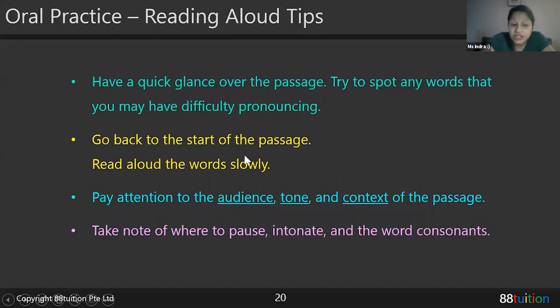So what I'd like to do is just go through with you some oral reading tips, right? And I'm going to ask volunteers to read aloud to me so we can practice. First, have a quick glance over the passage. Try to spot any words that you may have difficulties pronouncing. Go back to the start of the passage and read these words aloud. Pay attention to the audience, the tone and the context of the passage. Especially when they give you the context, make sure that you're aware of whom you're addressing and for what, the purpose. And of course, take note of where to pause, intonate, and the word consonants, the end syllables.